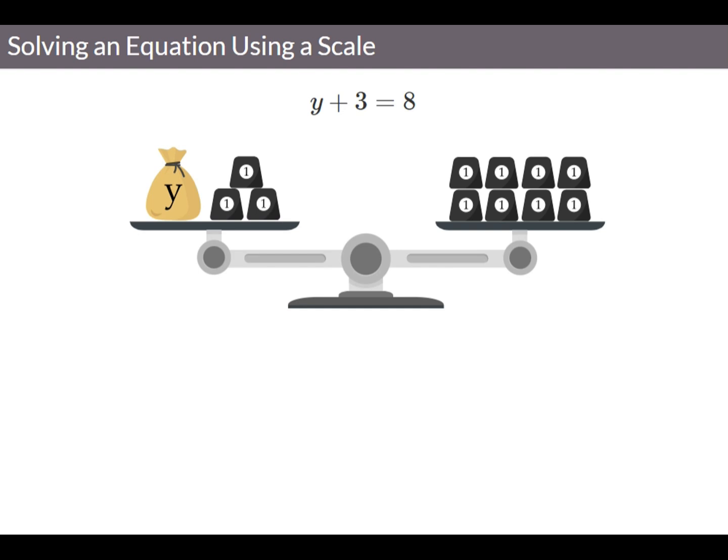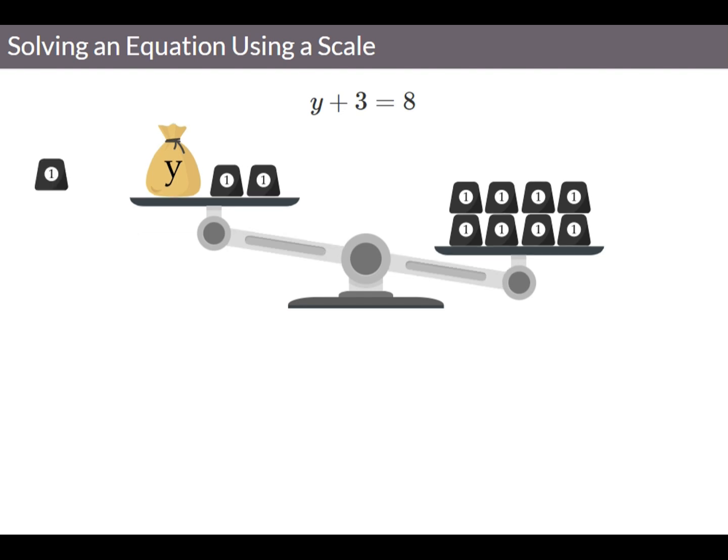Looking at the scale, it hopefully makes sense that we can determine how many unit weights are in the bag y by determining how many unit weights balances the one bag. To do this, we will need to get the bag by itself, which we can do by removing unit weights.